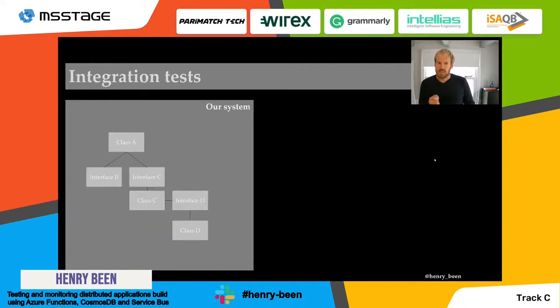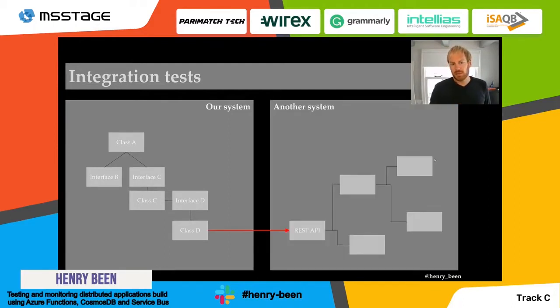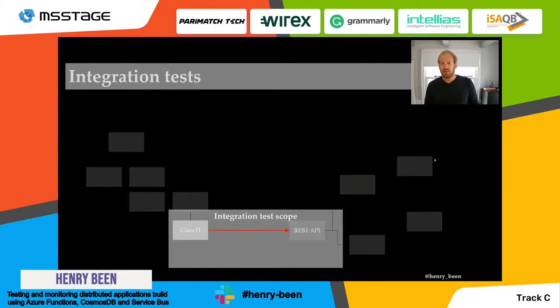Now let's talk about integration tests. Here I have shown a few of the systems that we're testing, and it can be seen that from class D, we call into another system through a RESTful API. This will require an integration test. Of course, classes A and C can be unit tested, so they are green, but for class D, we will use an integration test.